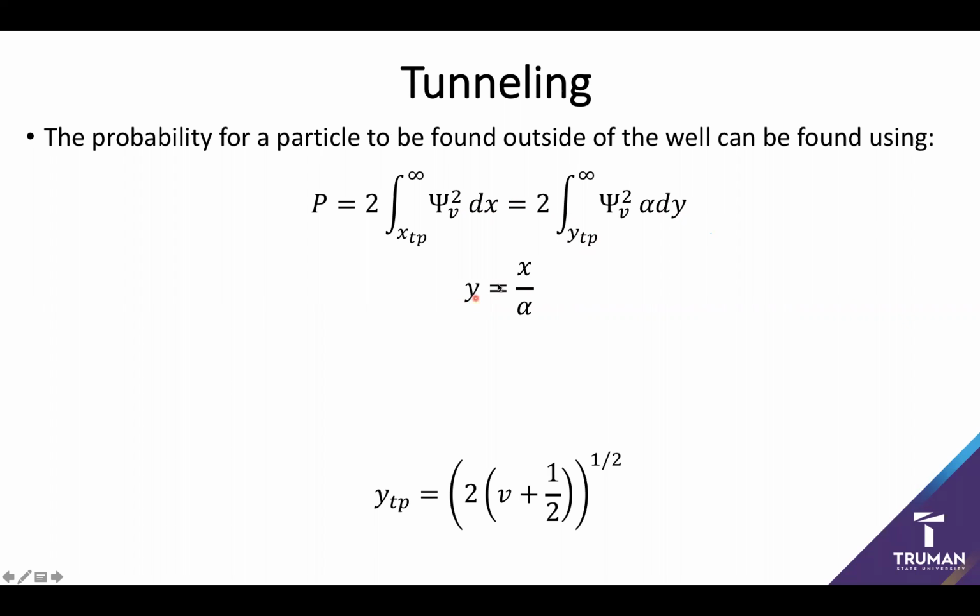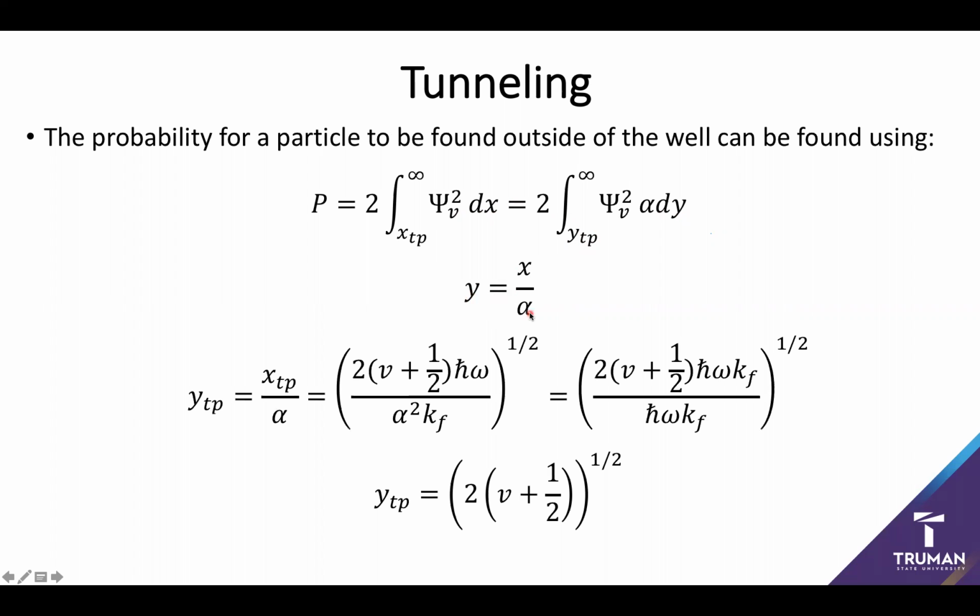So again, just as a reminder, x is equal to alpha y, or y equals x over alpha. So doing this, we can actually take our equation for our classical turning point in terms of y, by just taking the Cartesian turning point over alpha, which we can get by taking our general equation and dividing by alpha, which I brought inside the square root as alpha squared, because the square root of alpha squared is alpha.